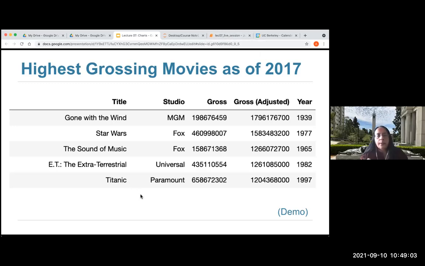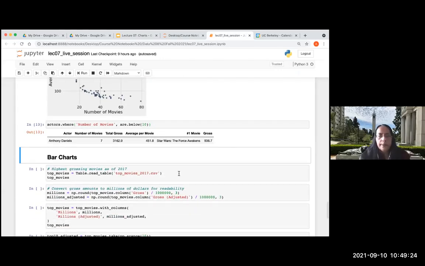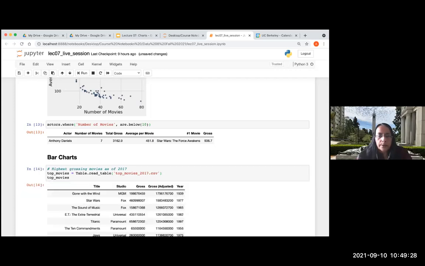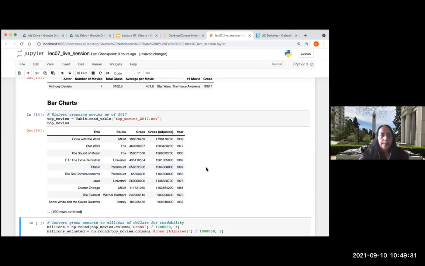So the point is that we have both categorical variables and quantitative variables, and we might be interested in which movie made how much money. And the minute we ask that, which movie is categorical, how much money is quantitative. So we read that. So these are the top movies in a bunch of years.